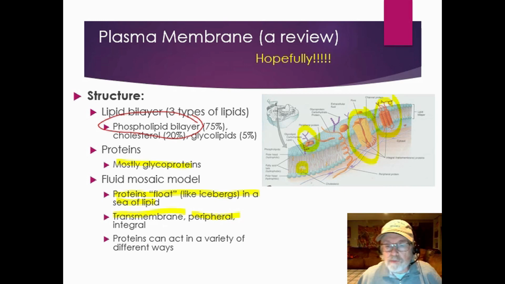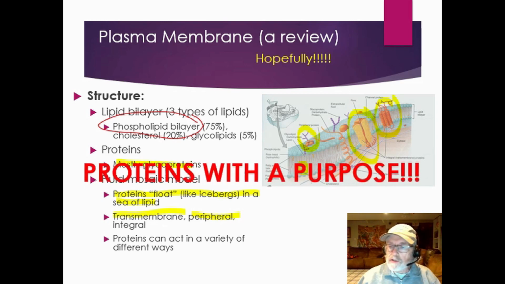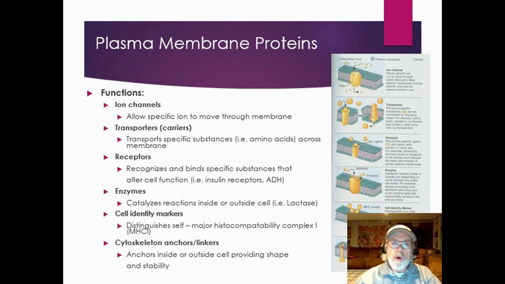Okay, which is what the hardest part of understanding what this lecture is all about is going to be entailing. So proteins actually have a purpose, and these proteins have multiple different purposes. Well, first of all, let's talk about some of these plasma membrane proteins and what they do. First one we have to talk about are what are called ion channels.